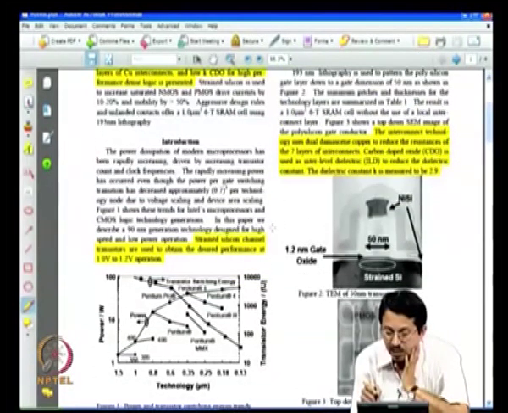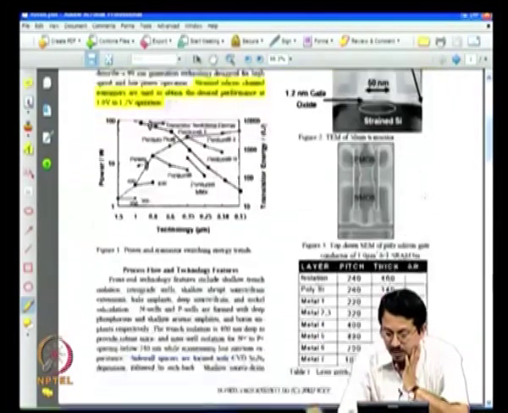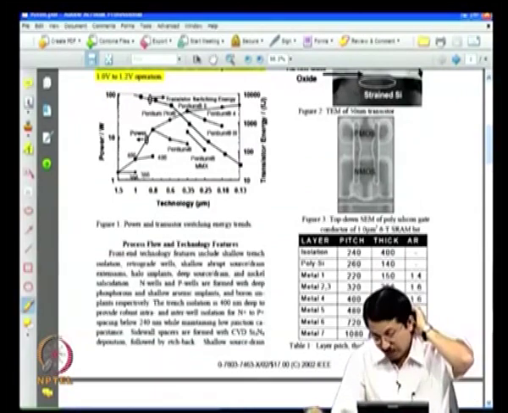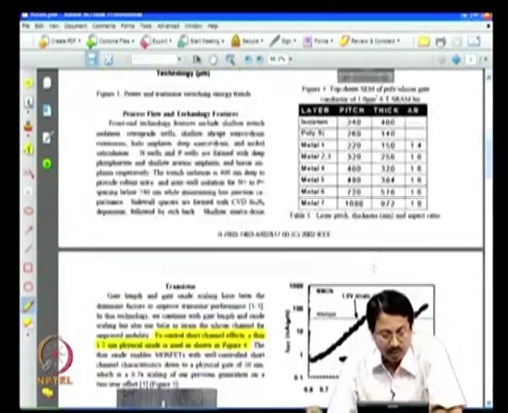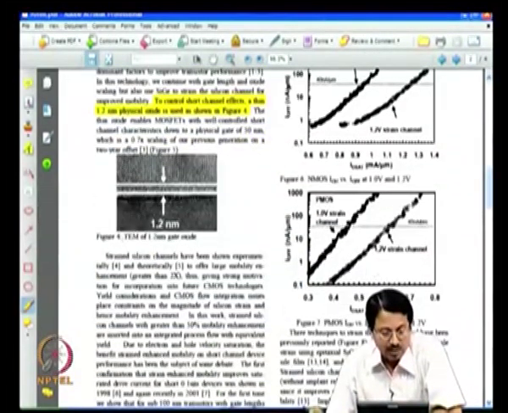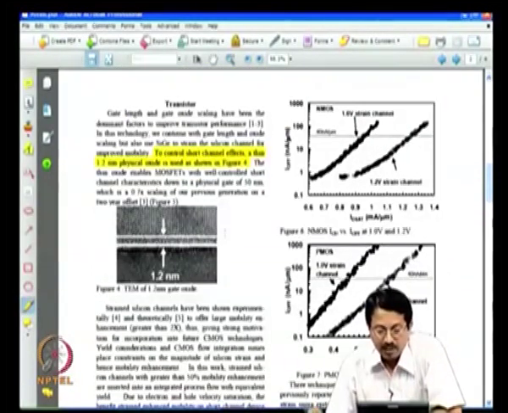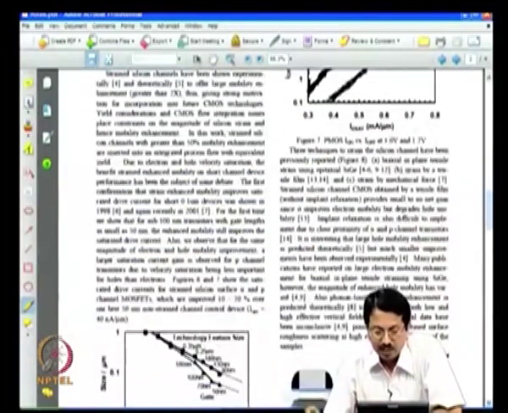This is the cross section of a transistor. Channel is strained silicon, 1.2 nanometer gate oxide, 50 nanometer gate length, nickel silicide is shown here at the source, drain and at the polysilicon. And they have been able to make a 60 SRAM cell using the technology. This here just shows that you have silicon and 1.2 nanometer oxide and polysilicon gate, and typical off current versus on current for N and P channel transistors.